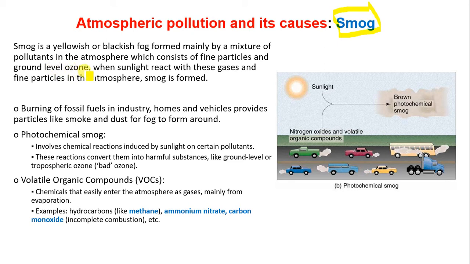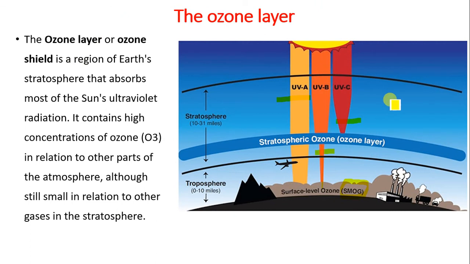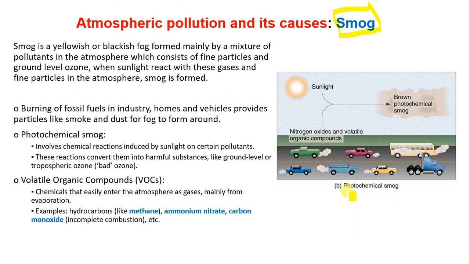Remember earlier I talked about stratospheric ozone, which is naturally occurring, and we have surface level ozone, which is the ground level ozone. It's smog. It's atmospheric pollution that leads to it. It's caused when sunlight reacts with pollutants like nitrous oxide and volatile organic compounds. Once they react, they form a brown photochemical smog known as ground level ozone.